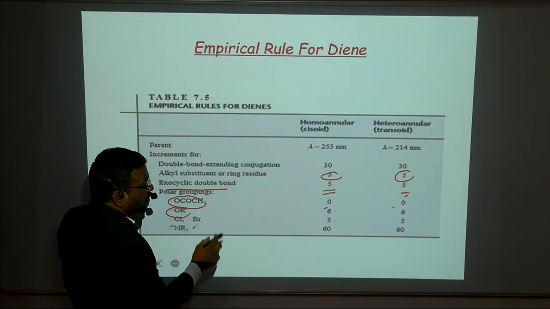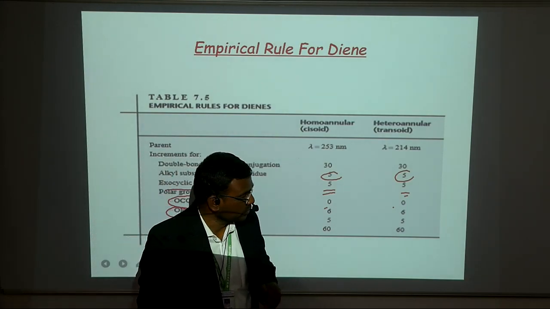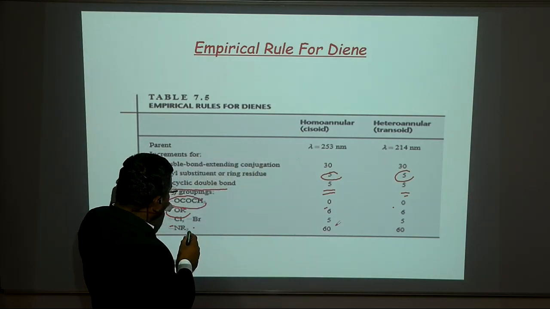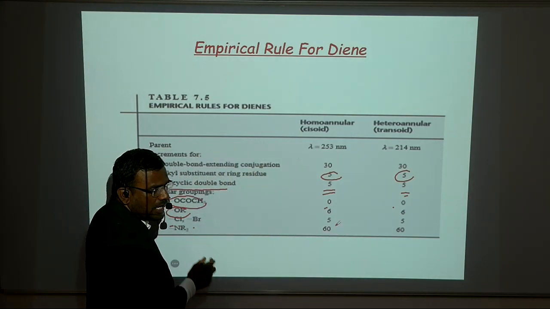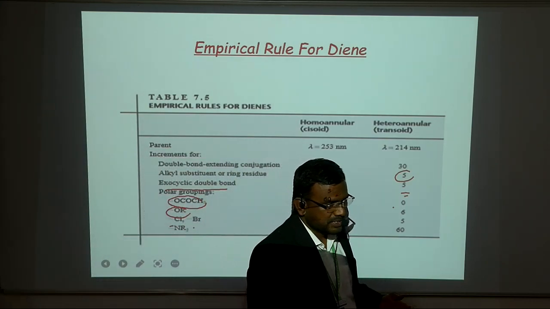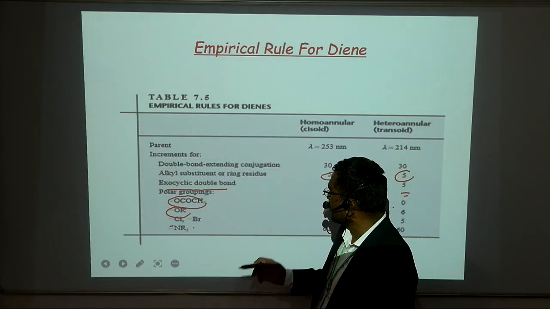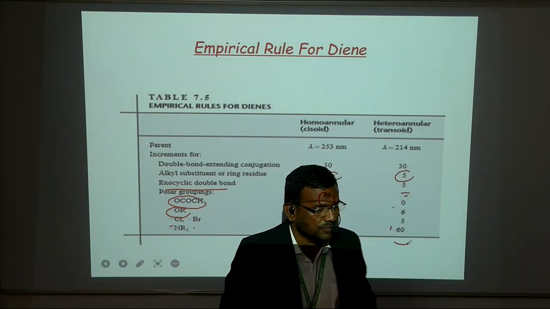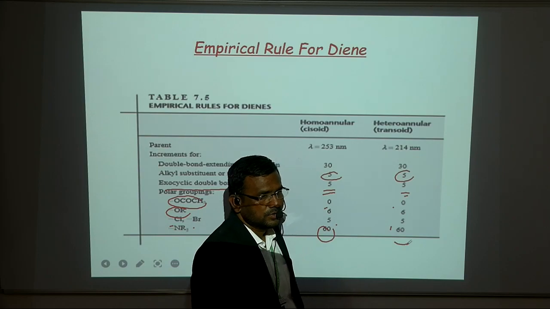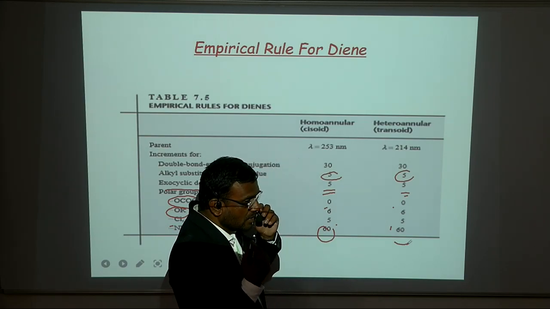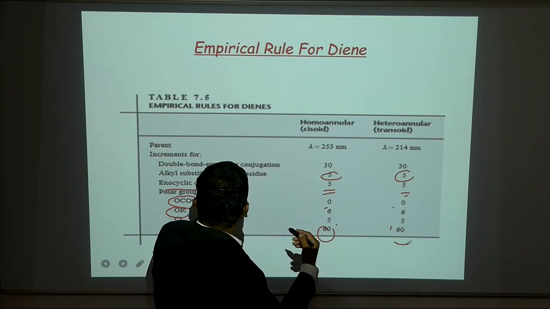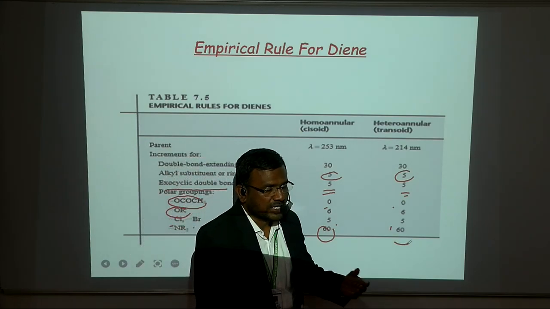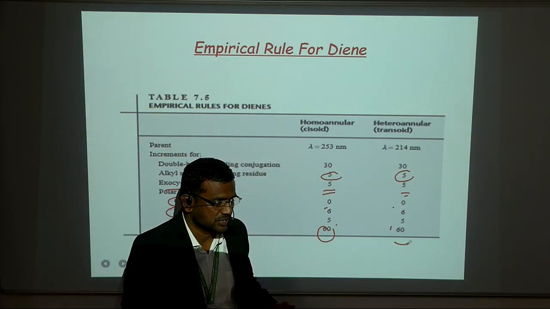For chlorine and bromine, we know that chlorine and bromine are the halogens. For that, there is an increment of 5 nanometer. And if there is a tertiary amine present in the given structure, there is an increment of 60 nanometer. Okay. So this table, once again I repeat, this table indicates what are the base values, what are the parent values, increments for double bond in conjugation, exocyclic double bond, alkyl substituents, etc.